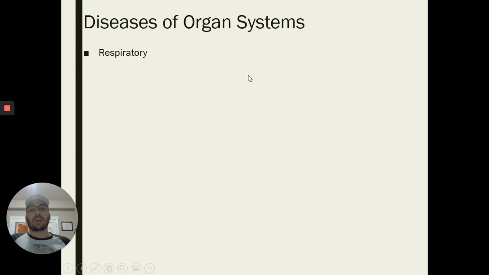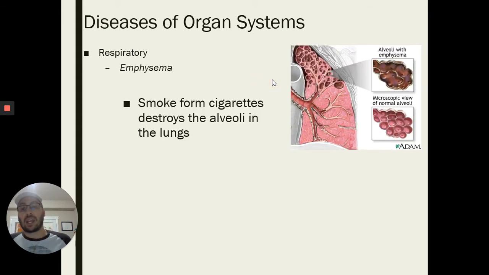So, diseases of the organ system. We're going to start with the respiratory system, and I'm sure you guys would expect me to talk about COVID-19. We're not going to, okay? We're not talking about COVID-19. It's too new right now, and also it's a great opportunity for you guys to do a little bit of research on COVID. But we're going to talk about emphysema, okay?